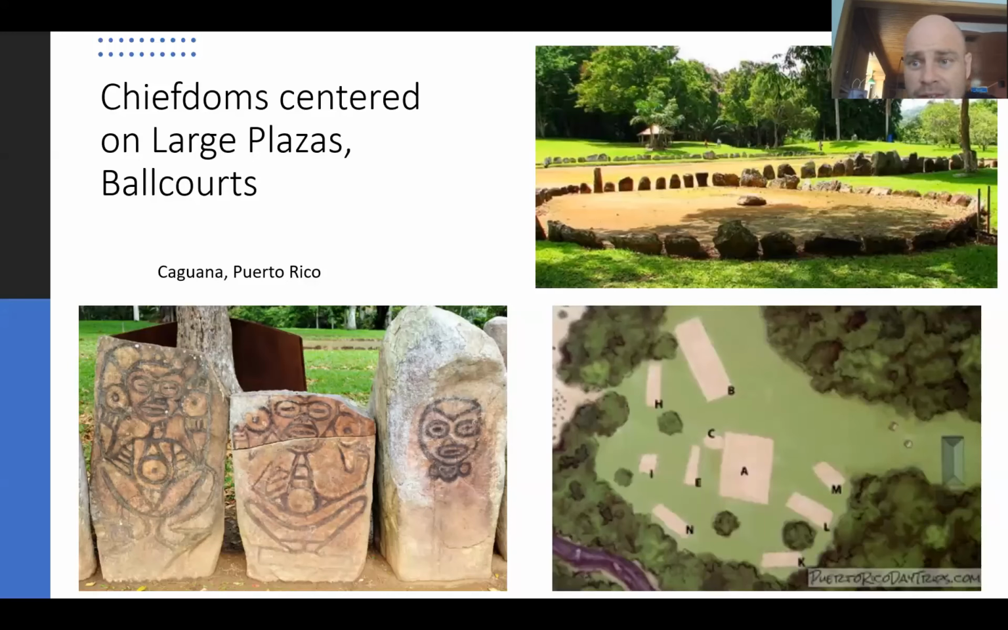Additionally, these chiefs created larger centers that were capitals for their chiefdoms. And these centers are known for their formalized plazas, sometimes their pathways and entrances to the plazas. And they're also known for these ball courts. Some of the most well-studied and famous ball courts in the Caribbean are actually in Puerto Rico. There are a couple that people talk about a lot: Tibes and Caguana. Caguana is shown here.